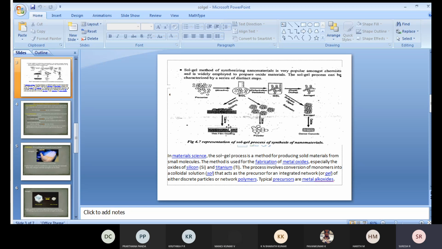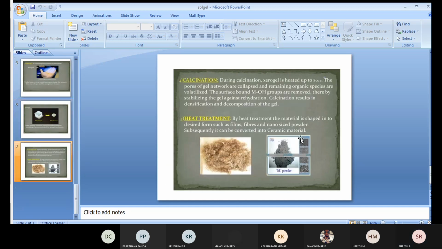Okay, the three different final products have been obtained in this sol gel process: in terms of powder, in terms of the coating, and in terms of the dense ceramic. These three different things have been formed over here. Calcination is nothing but the heating: once the aerogel has been heated up to 800 degrees Celsius, the pores of the gel network collapse and the remaining organic species are volatilized.